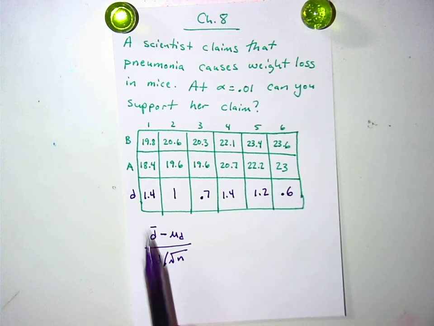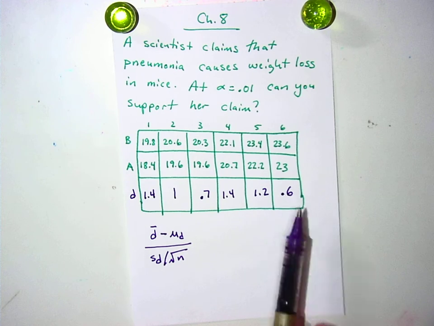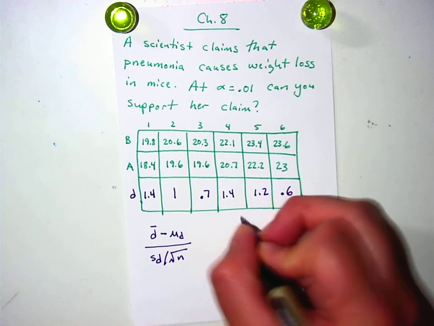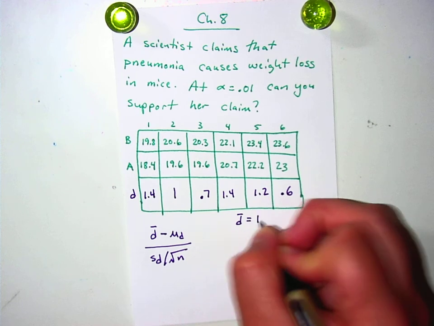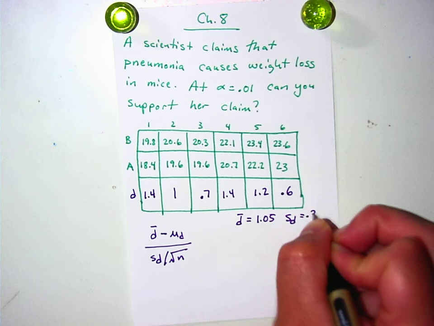And then if you put those numbers, I guess you could do standard deviation the long way if you really want to. But if you put those numbers into your calculator, you can find out what the mean is, which is d bar. So d bar is 1.05, and the standard deviation is 0.34.